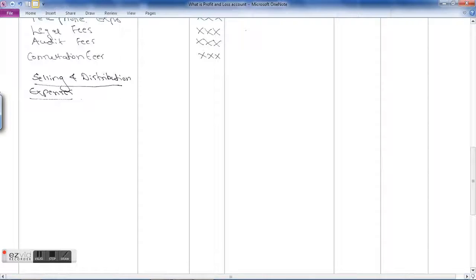Now this includes all the expenses that are for the purpose of selling and distribution of the goods, whatever are related to your selling and distribution. So your salary of salesman, if you have salesman. Then if you have some agents, then agents commission. Then there may also be some advertising which is done for the product, all this advertising expenses.